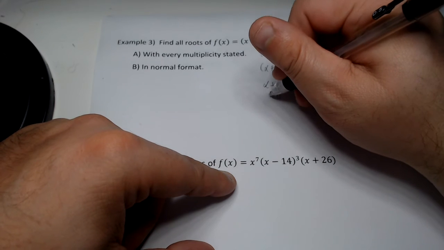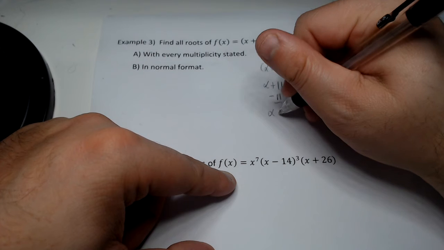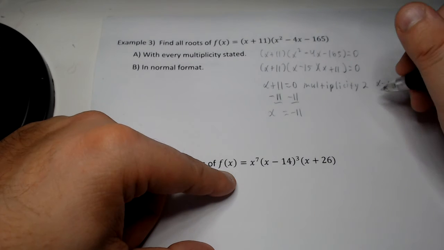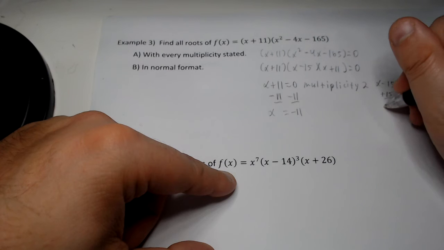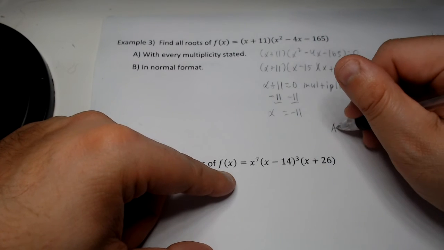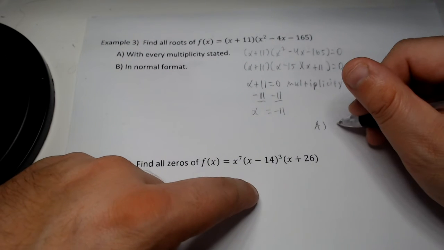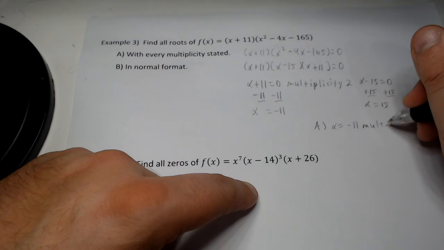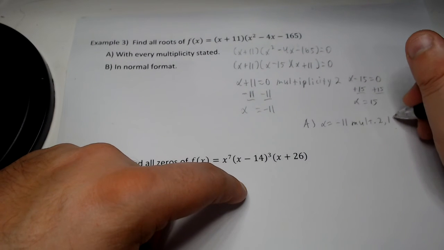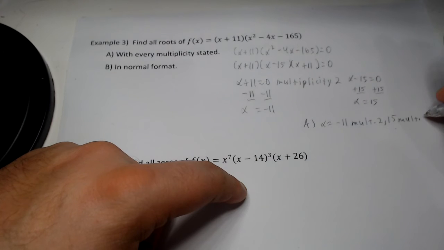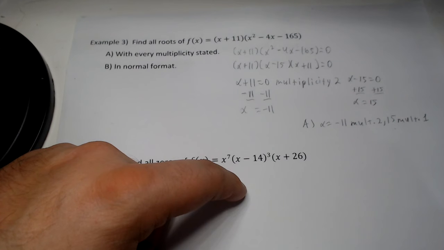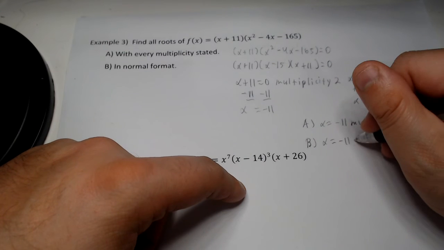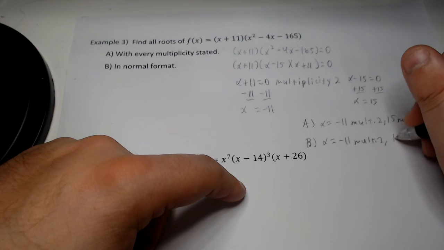Okay, so subtract my 11, and x equals negative 11. Add my 15, and x equals 15. So A's answer, every multiplicity stated, would be x equals negative 11 multiplicity 2, and 15 multiplicity 1. However, we do not usually write multiplicity 1. So the normal way this would be written is x equals negative 11 multiplicity 2 and 15.